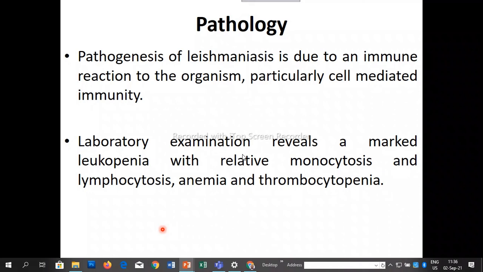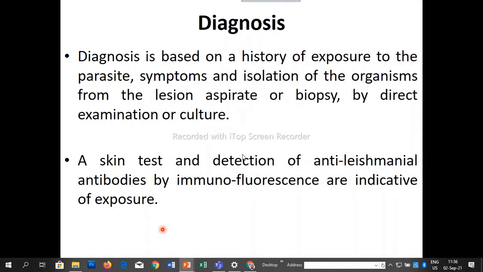Diagnosis is based on history of exposure to the parasite, symptoms, and isolation of the organism from lesion aspirates or biopsy by direct examination or culture. A skin test and the detection of anti-leishmania antibodies by immunofluorescence are indicative of exposure. So, to control this, we have to control the vector, and immunization has not been found.